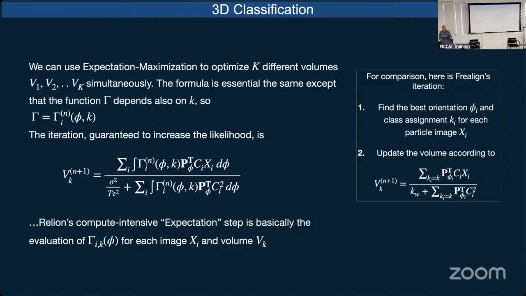And you can also do this for a 3D classification. In that case, you just expand the gamma function so it includes not only the projection direction, but which of the k volumes you're trying to optimize.